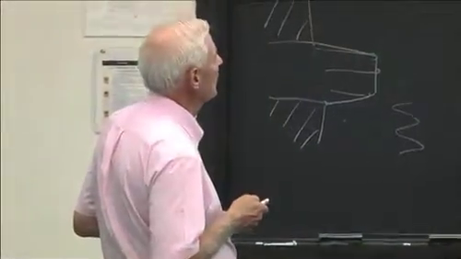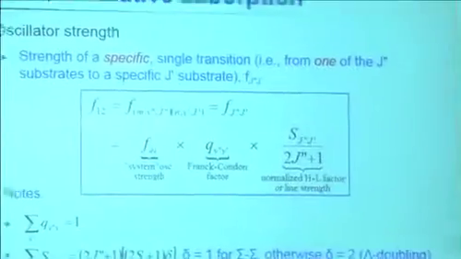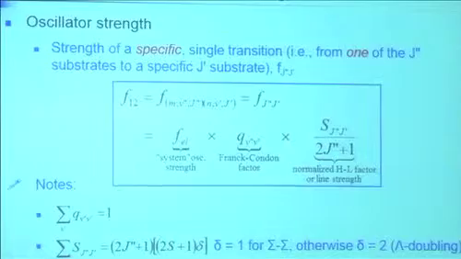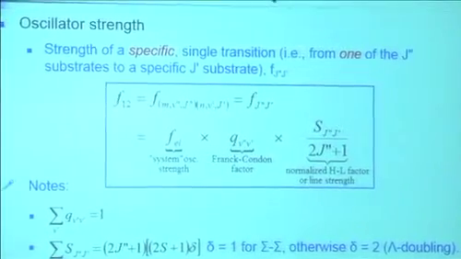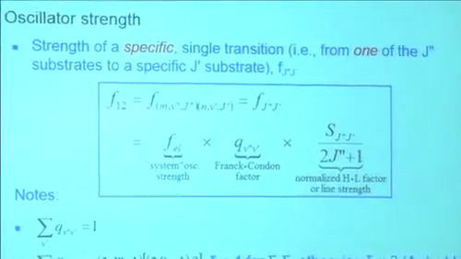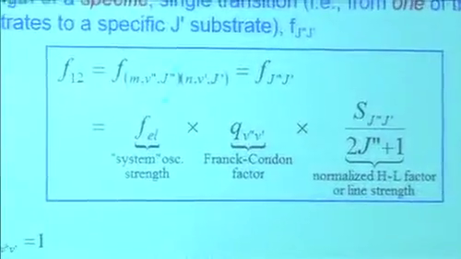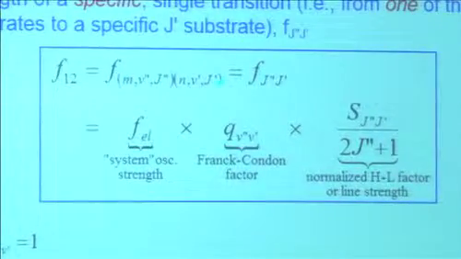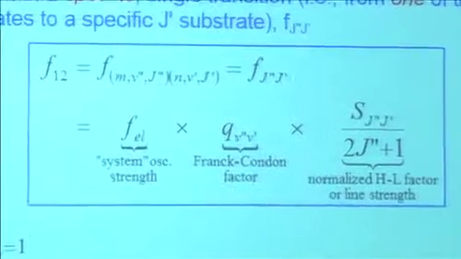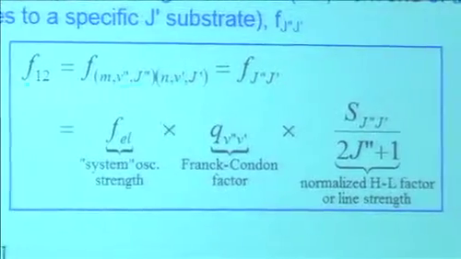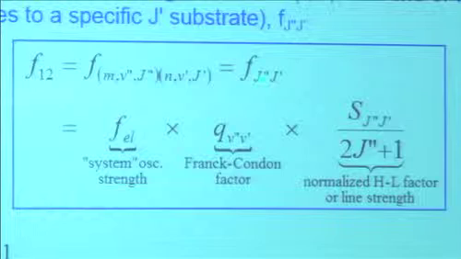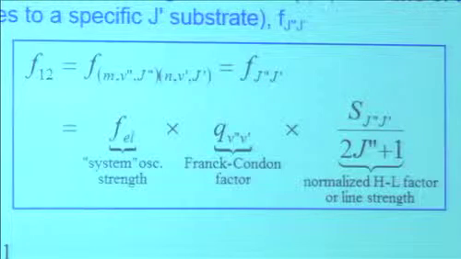The oscillator strength for the individual transition that's going to take me from level 1 to level 2 is usually written this way. This is a shorthand notation. It's really the oscillator strength for going from this set of quantum numbers to this set, or vice versa. So sometimes you see F12, sometimes you see J double prime, J prime. It means going from one level to another.